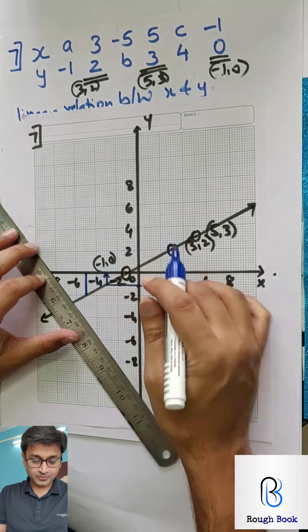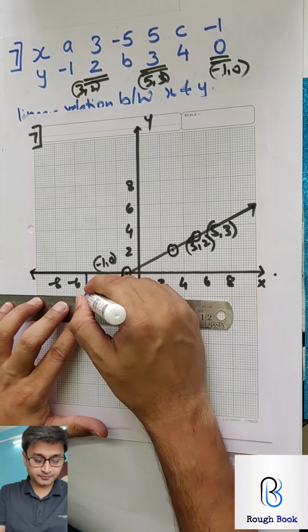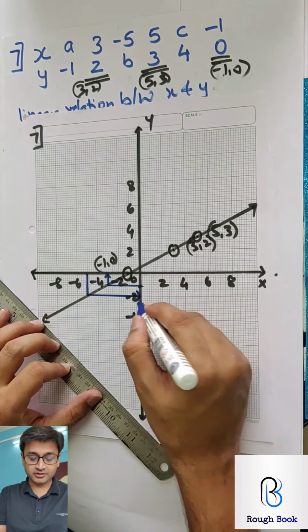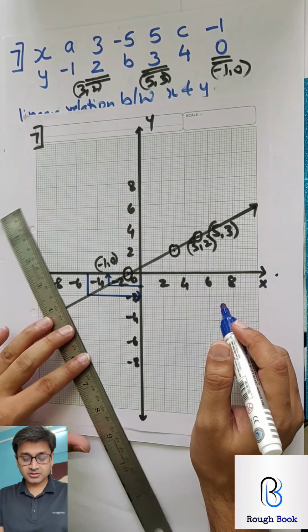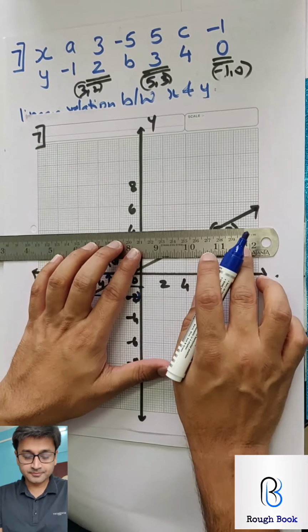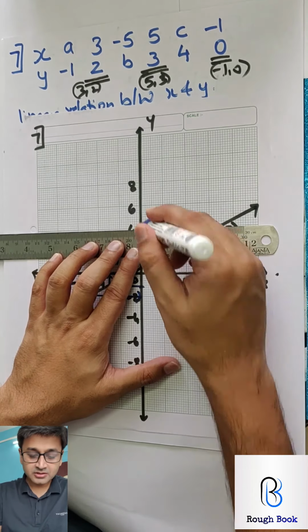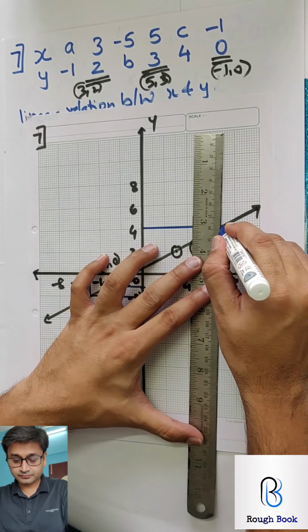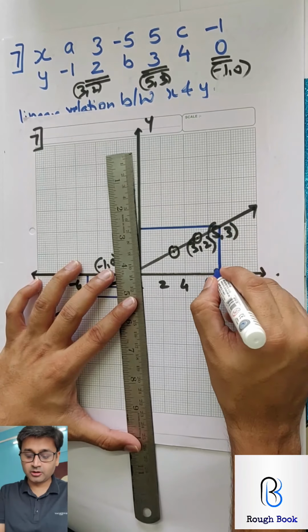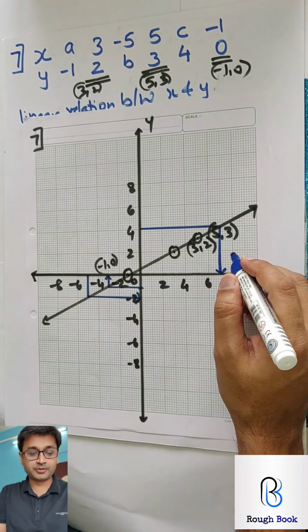What will be y? So y will be minus 2. So that's the second line we drew. And the third one here, y is 4. So if y is 4, which is here, what will be x? So if y is 4, x should be 7. Usually you will get all whole numbers. Now how will you present this here?